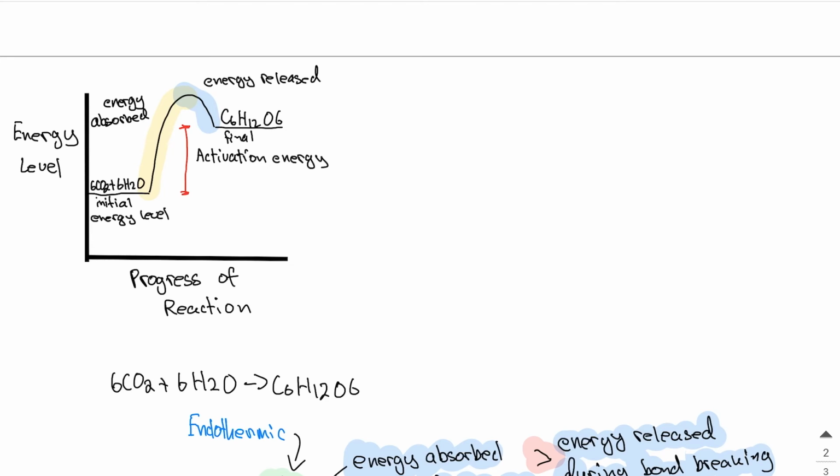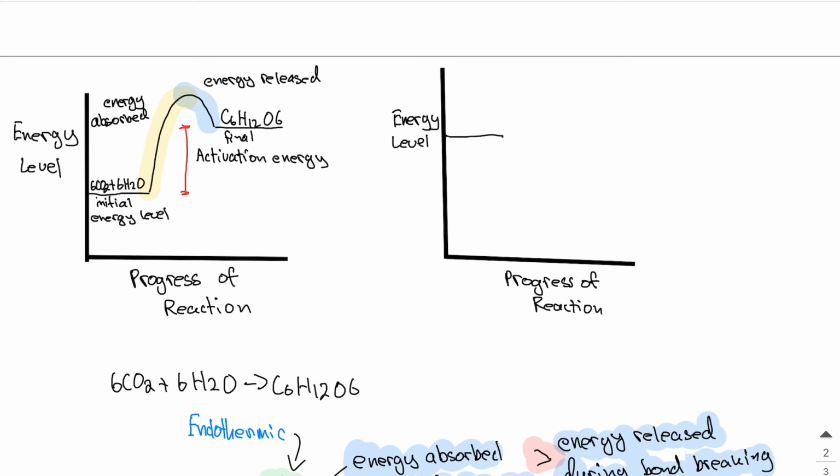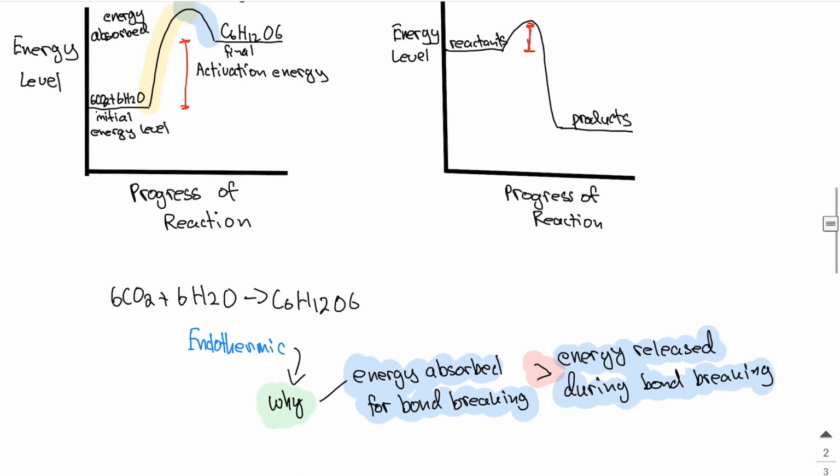Let's take a look at the second type of reaction, exothermic. This time the reactant's energy level is higher than that of the product's energy level. And this time the activation energy will be over here. You will write the reactants here and the products here.